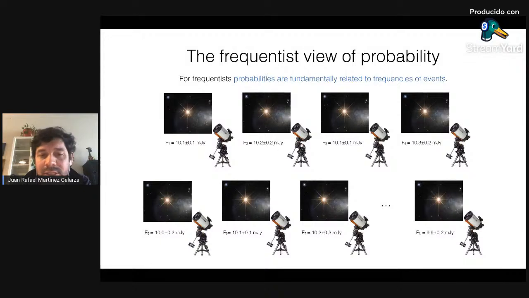For example, because the telescope has certain limitations in terms of how well it can measure the light, you will have an error associated with each of those measurements. And what you're trying to determine, based on the frequency with which you got these different values, is the actual probability of what the actual value of the flux that you're trying to measure is.